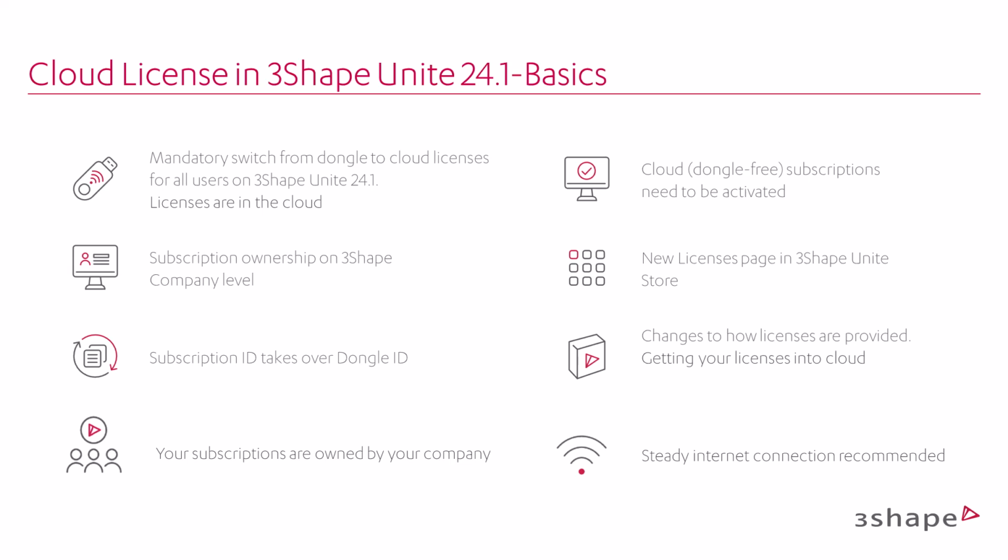A new license page will be available in the Unite store for end users to monitor their subscription status, including expiration dates and available seats for each product. Subscription IDs will replace dongle IDs as the identifier for licenses and product purchases. Licenses can be migrated from dongles to the cloud or activated directly as pure cloud licenses. Subscription ownership will be tied to a 3Shape company account, and a stable internet connection is recommended for access to cloud services.